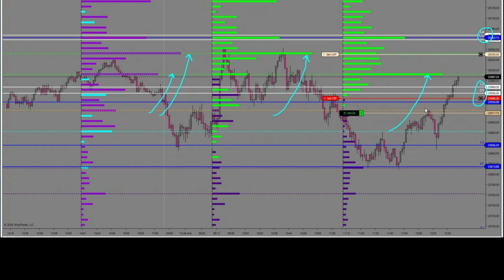Price over zero gamma. See here, zero gamma here. This line, the orange line. We are in a positive regime. Also, we are over C1. I took the position here because when I took the position here, the zero gamma was down here.